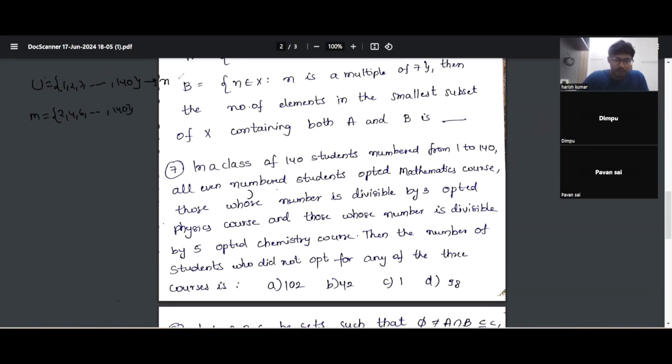So here n of U is 140, n of M is 70, then P is 3, 6, 9, and so on up to 138. So n of P is 3 into 46. C is 5, 10, 15, and so on up to 140. So n of C is 28. Now, who did not opt for any course?